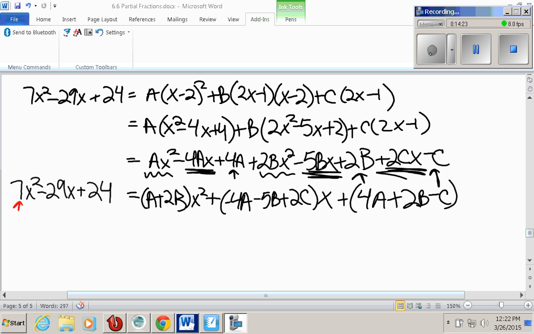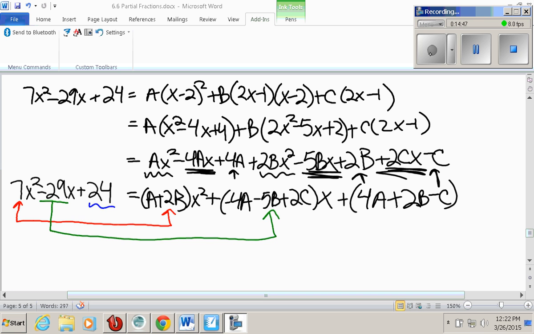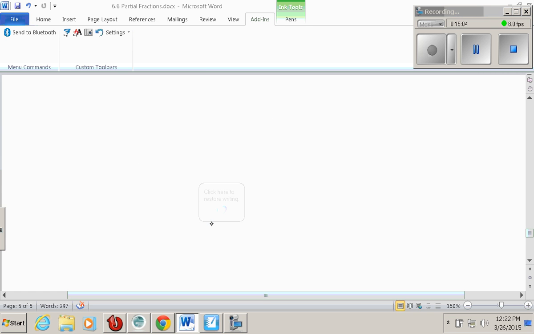So look at this 7, we can set equal to a plus 2b. This negative 29, we can set equal to negative a minus 5b plus 2c. And this 24, we can set equal to 4a plus 2b minus c. Okay, so we're going to set up 3 equations, exactly what I just said. So I'm going to move the page up.